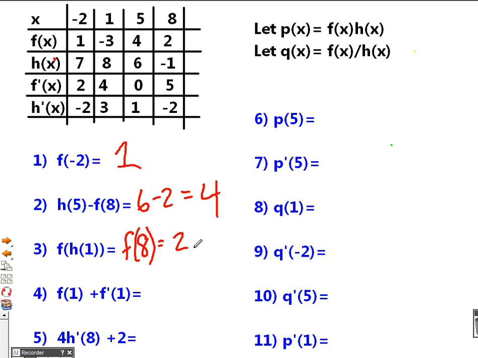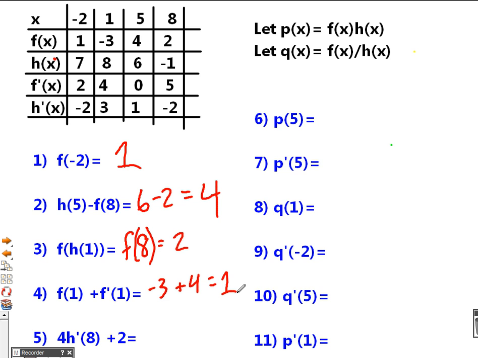Now we get a couple with derivatives, so just make sure you're looking at the right guy. f of 1 is negative 3. f prime of 1, so we're looking at this third row, f prime of 1 is 4. And they want you to add those together, so you have an answer of 1.